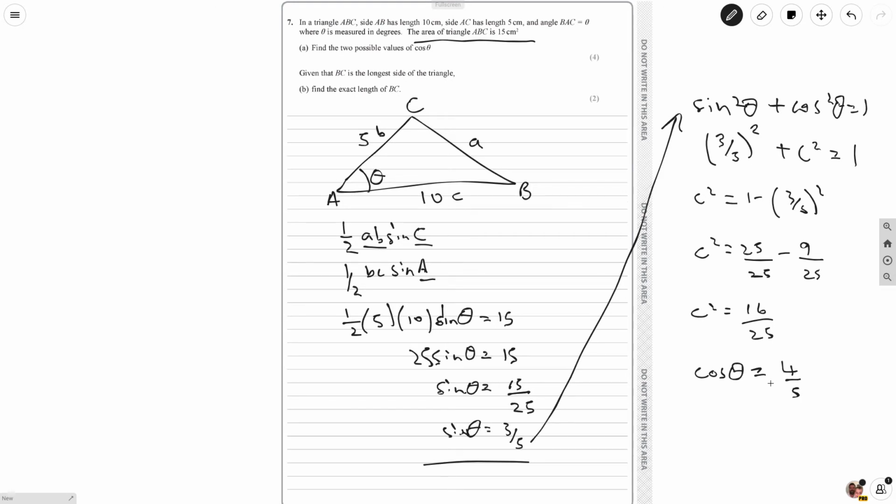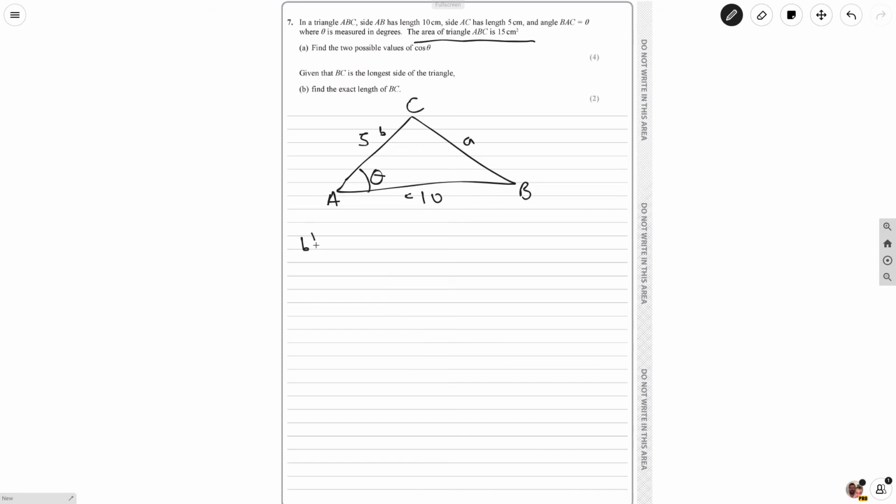But it is really important that you always remember when you're square rooting a value that you get a positive and a negative. Okay, so we get two answers. Cos theta equals 4/5 and cos theta equals negative 4/5. Okay, so that gives you your two answers. So just clear the screen so that we can look at part B.